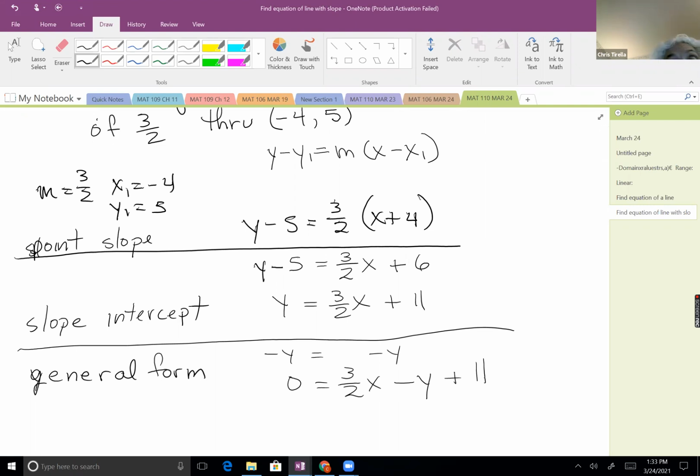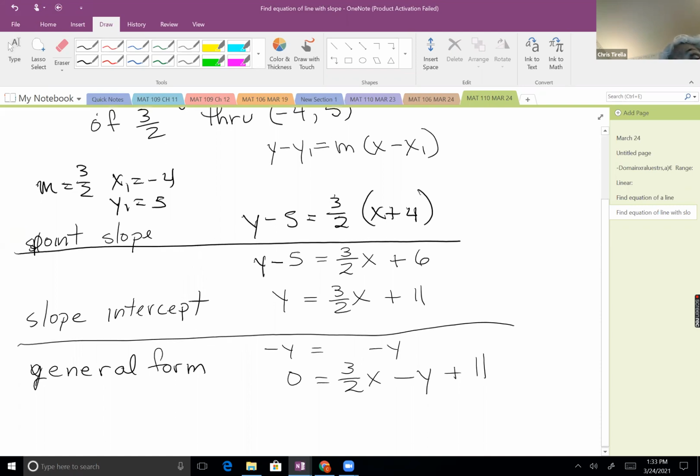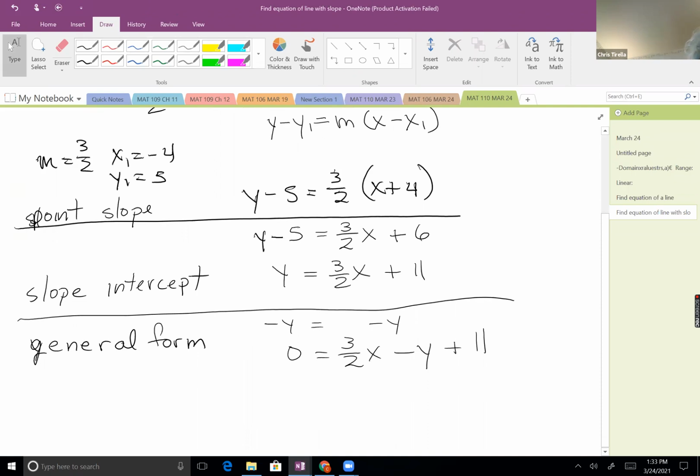How are you folks? Did everybody recognize that M is 3/2, X1 is -4, Y1 is 5? And so when I substitute into that point slope, I get Y minus 5 equals 3/2 times X minus -4, but that minus and minus I'll write as +4. Stop there for point slope form. Then for slope intercept form, when I solve that for Y, I need to distribute. I get 3/2 X plus 3/2 times 4 gives me 6. And then getting Y all alone, when I add 5 to both sides, I get Y equals 3/2 X plus 11.